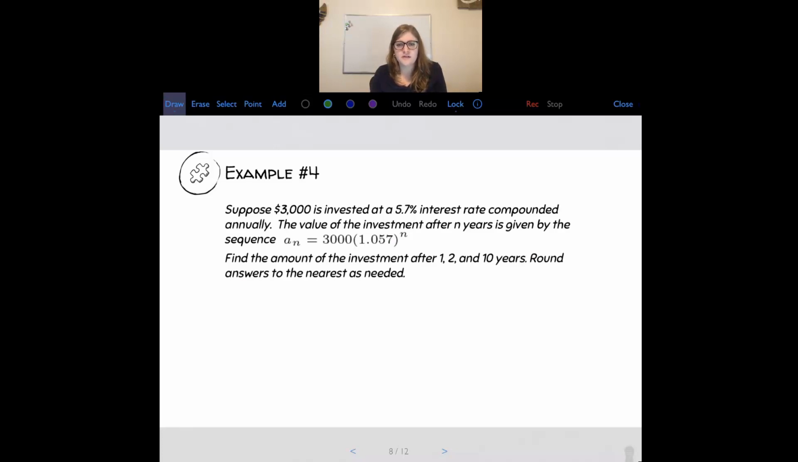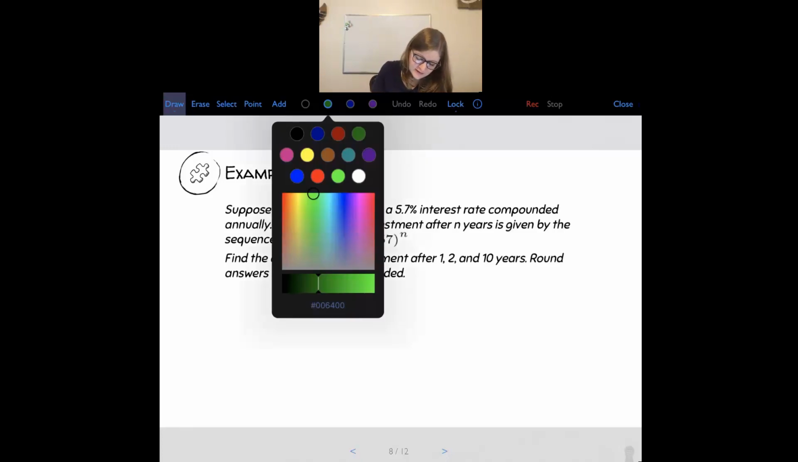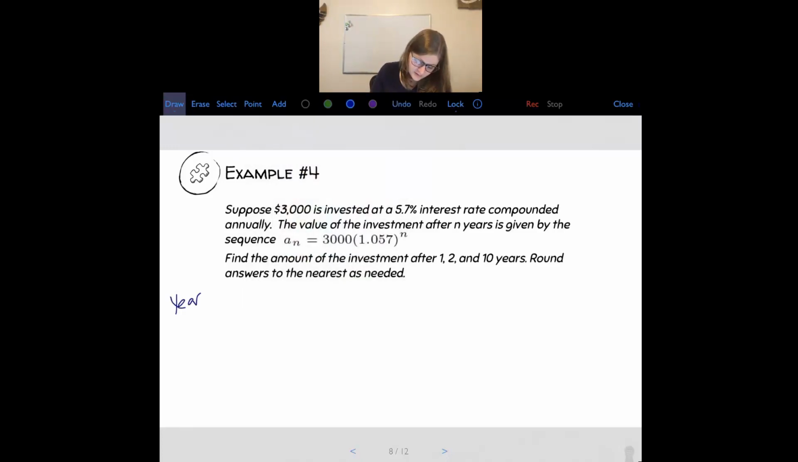Round your answers to the nearest cent as needed. Okay. So n corresponds to the year. So n equals 1 is year 1, n equals 2 is year 2, n equals 10 is year 10. So we can plug in n for year 1. N equals 1, so we have 3,000 times 1.057 to the first power. You can plug this in your calculator. So we get 3,171 for the first year.